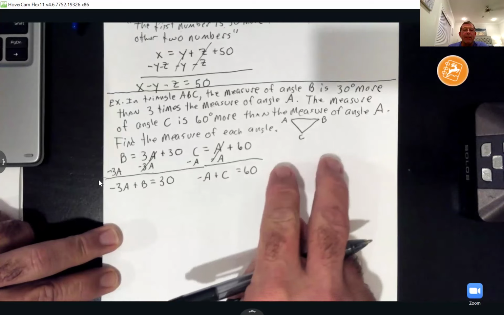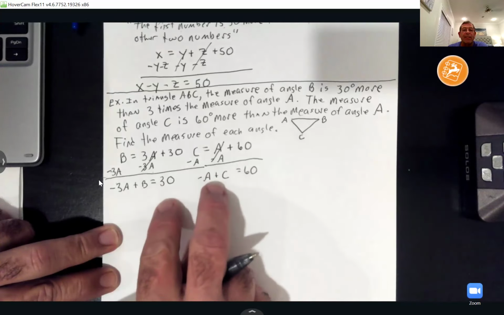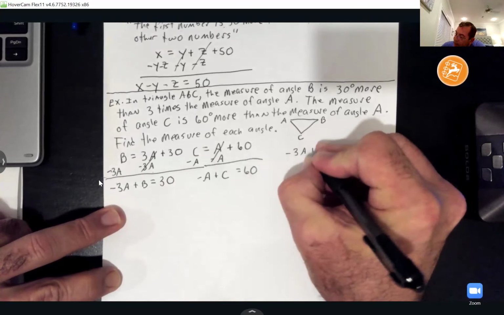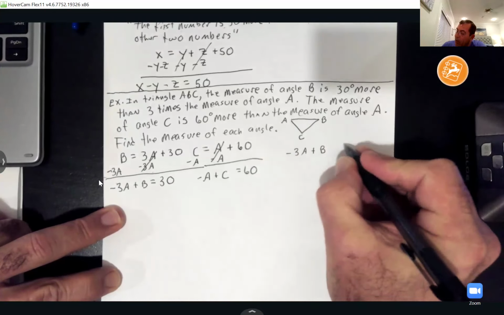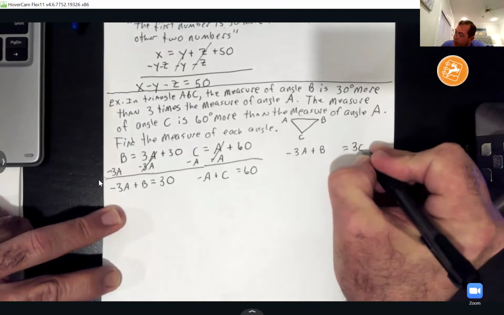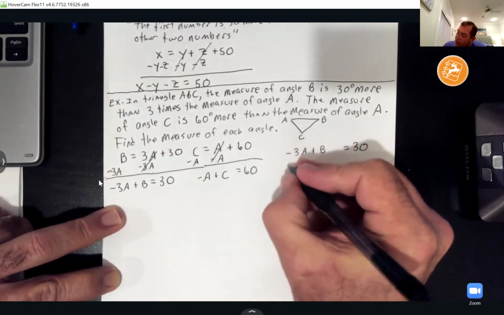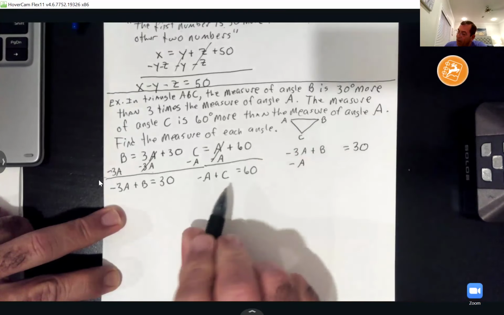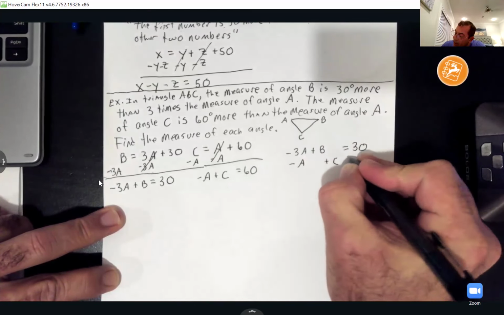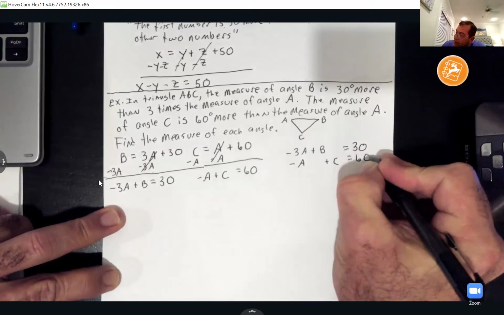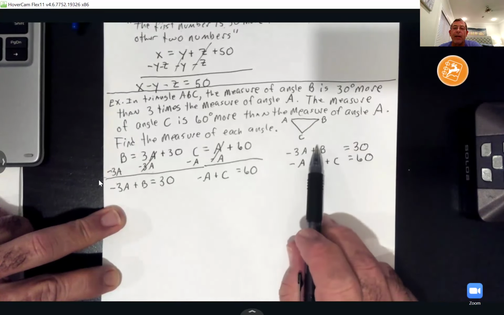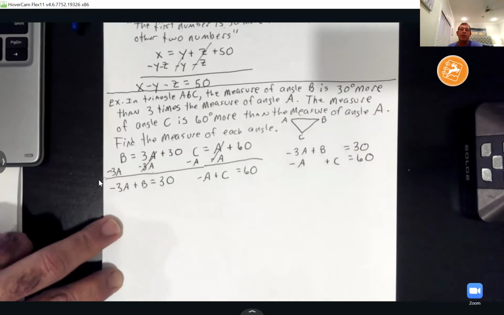So now let me see what I got with my system so far. My first equation, negative 3A plus B. I'm going to leave space here for the C column, but this one equals 30. The second equation was a negative A. We didn't have a B on this one, but we had a positive C, and it equals 60. So notice, I'm missing a C on the first equation. I'm missing a B on the second equation.